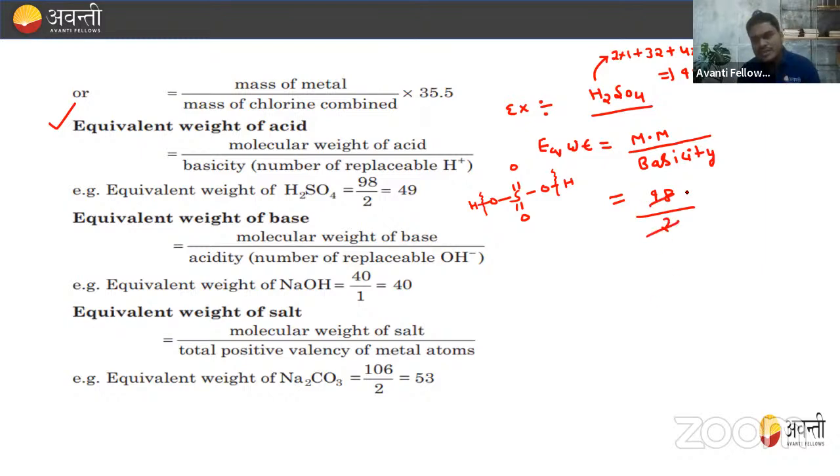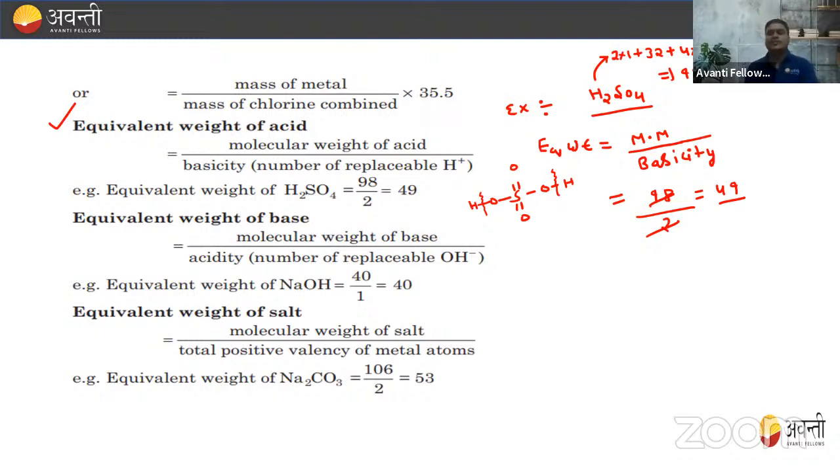So what is the equivalent weight? तो equivalent weight कितना आ गया? That is 49. ठीक है, तो यही तो डेफिनेशन पढ़ा था कि equivalent weight is nothing but the number of replaceable H plus ion, ठीक है, या chlorine ion. So this is called the equivalent weight.